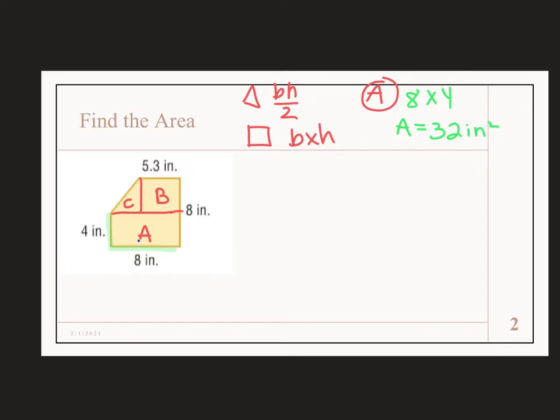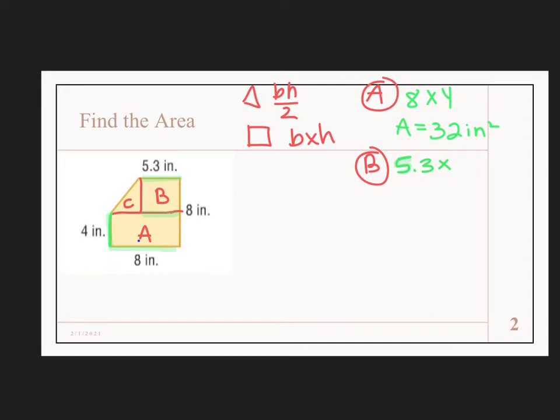Now let's take a look at B. Area of B. So if we look at shape B, our base is going to be the same as the top here, which is 5.3. So we're going to do 5.3 times our height. So here's where our height gets a little tricky.